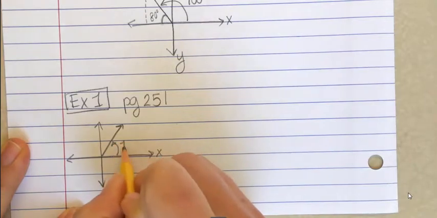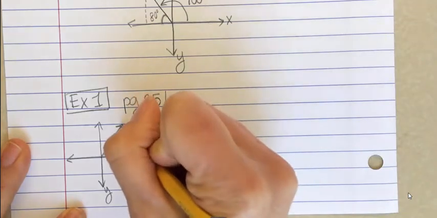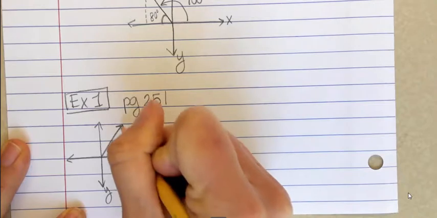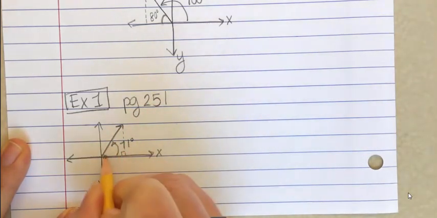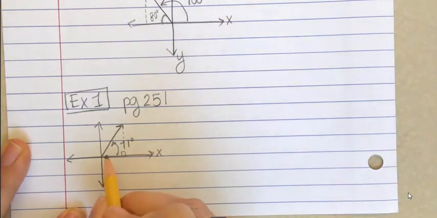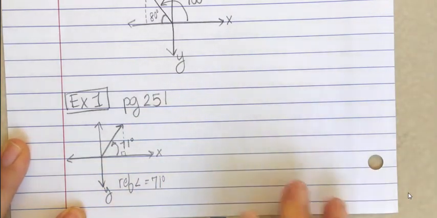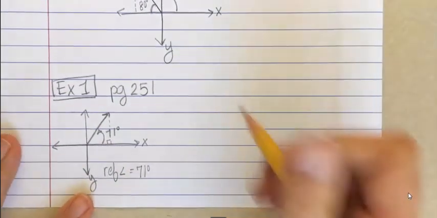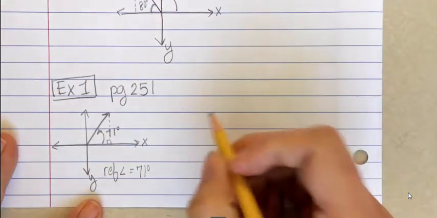This is 71 degrees. Now, if I'm thinking of the reference angle, again, I draw that perpendicular line down from that terminal side to the horizontal axis, and I figure out what this angle is. Well, this angle, the reference angle here, is actually 71 as well. Okay, so here the reference angle equals 71 degrees as well. That's not always the case, just usually when you're in the first quadrant. Okay, so that was a 71-degree angle. Let's do 133 degrees.